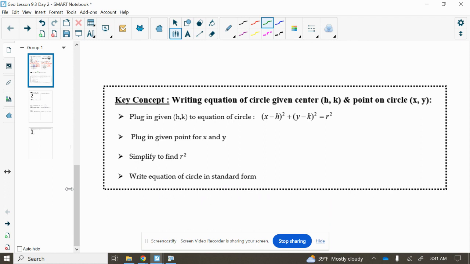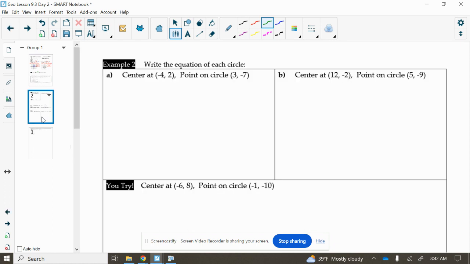All right, now when we are writing the equations of our circles, we talked a lot about being able to have the center and the radius. Well, sometimes you are given the center and a point on the circle, and it's going to be up to you to plug in, similar to what we did up above, your x and your y point on the circle to find what that r squared value is. Okay, so let's try a couple examples of these.